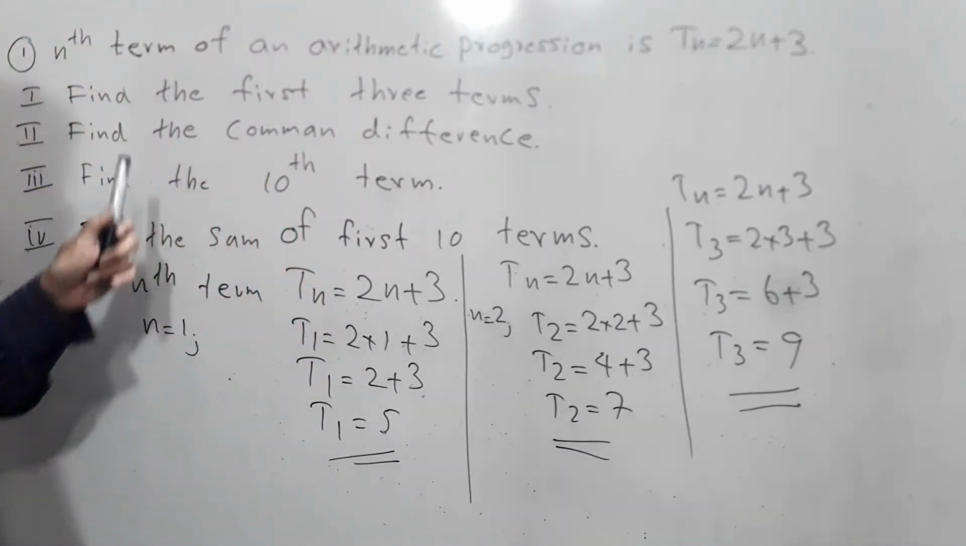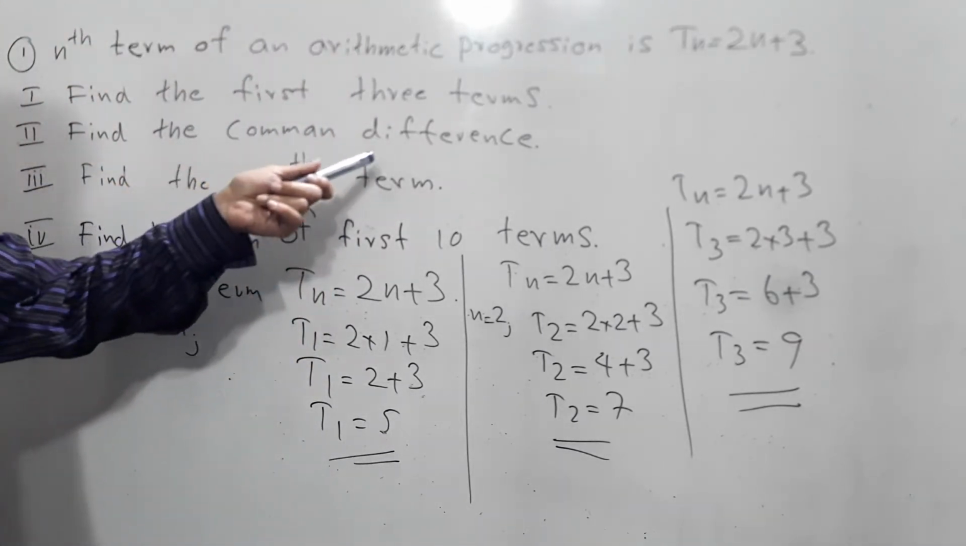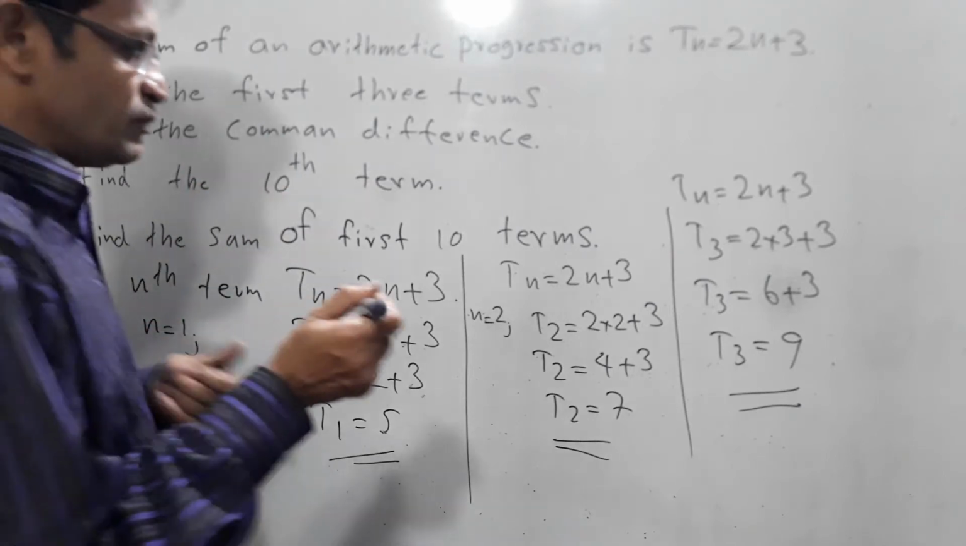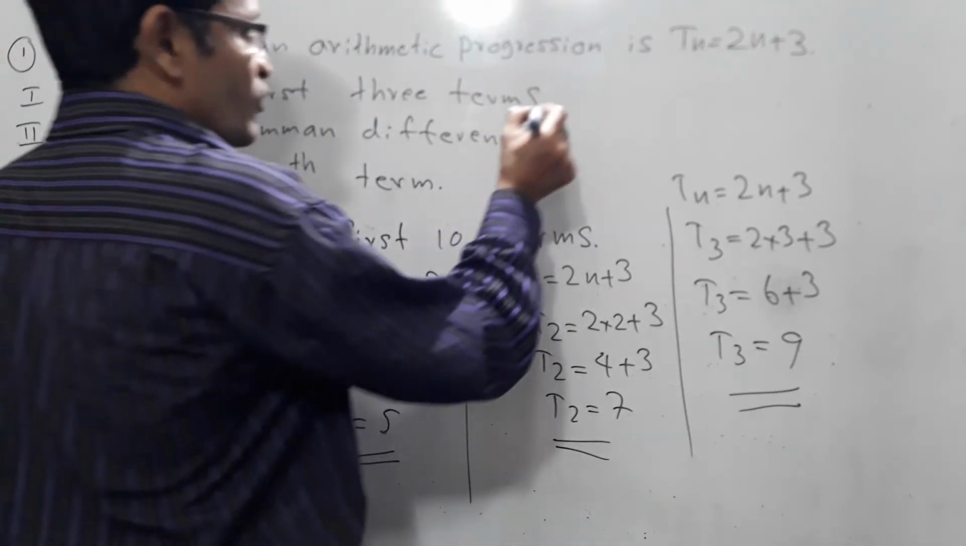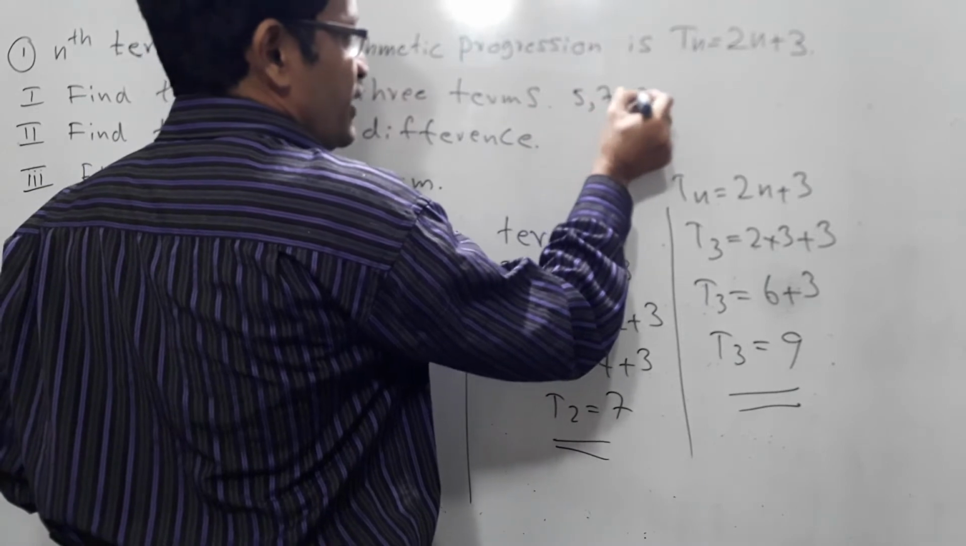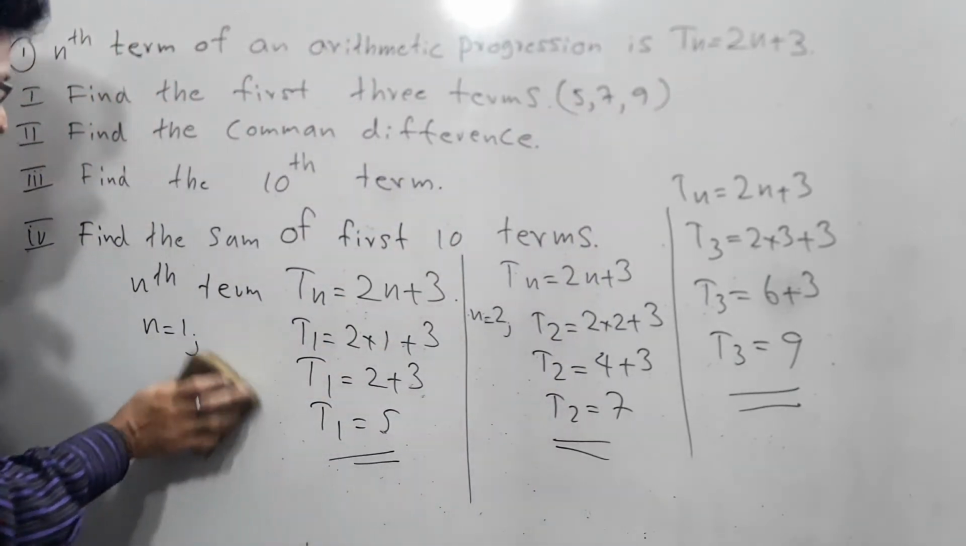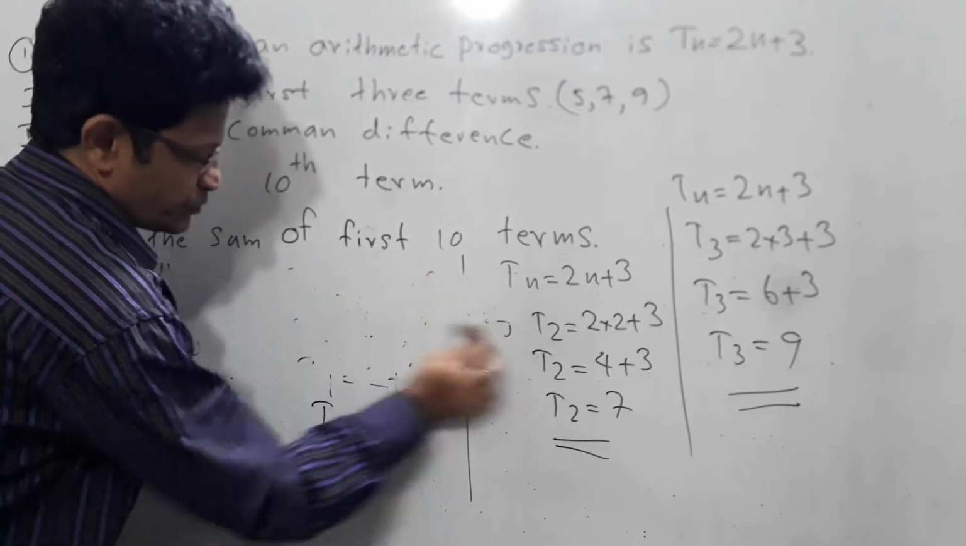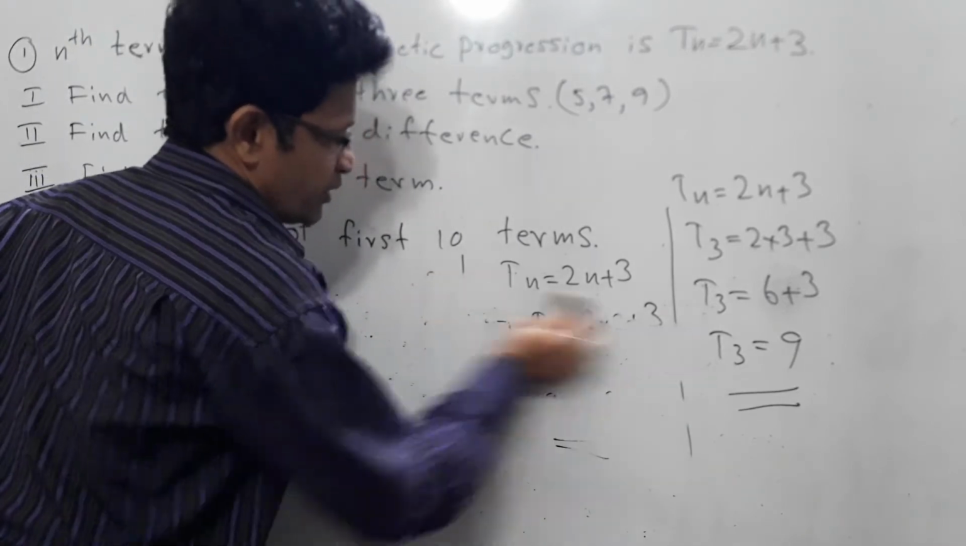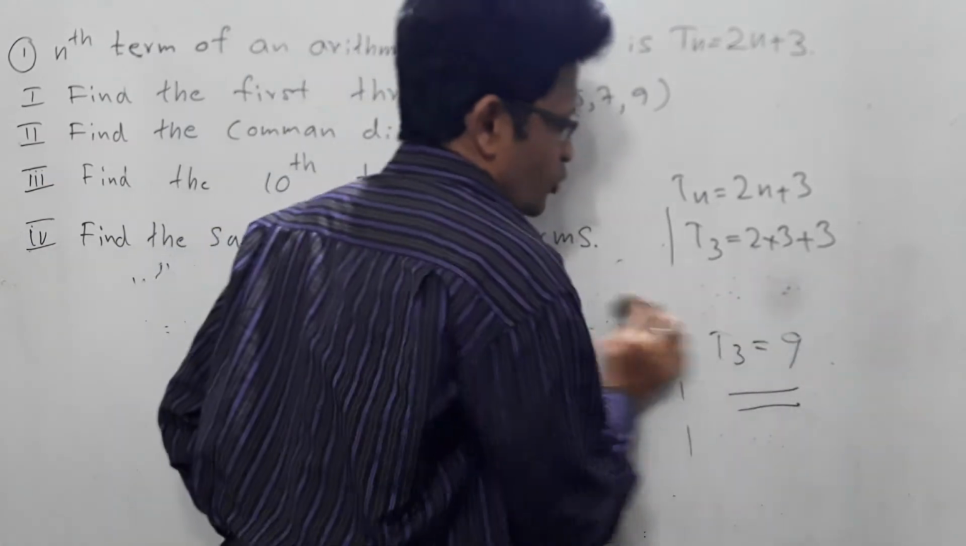Then we can go to the common difference. So the first three terms we found: that is 5, 7 and 9. Okay, I just write it here. Now I erase this one. So now the second part is what? We have to find the common difference.